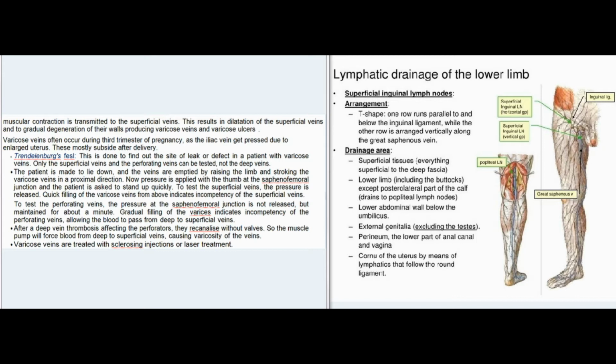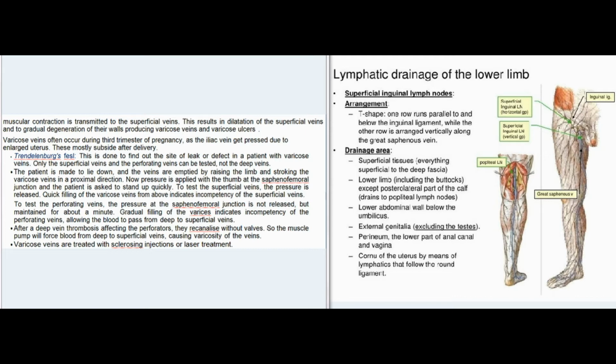Trendelenburg's test: this is done to find out the site of leak or defect in a patient with varicose veins. Only the superficial veins and the perforating veins can be tested, not the deep veins. The patient is made to lie down, and the veins are emptied by raising the limb and stroking the varicose veins in a proximal direction. Now pressure is applied with the thumb at the saphenofemoral junction and the patient is asked to stand up quickly.